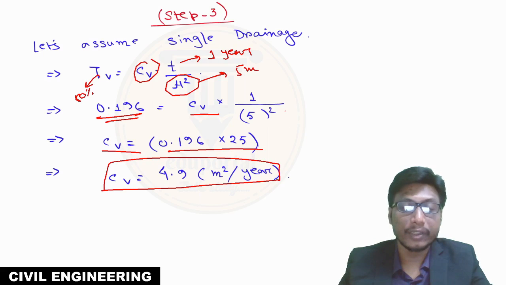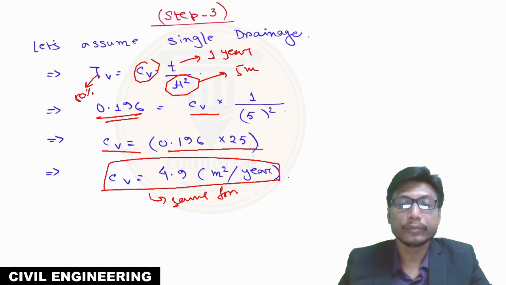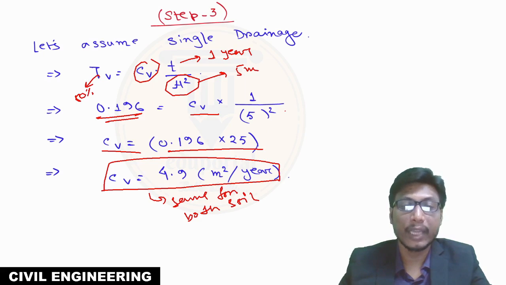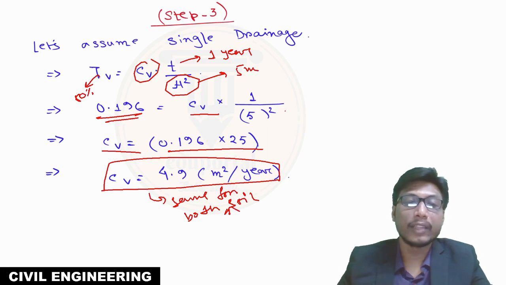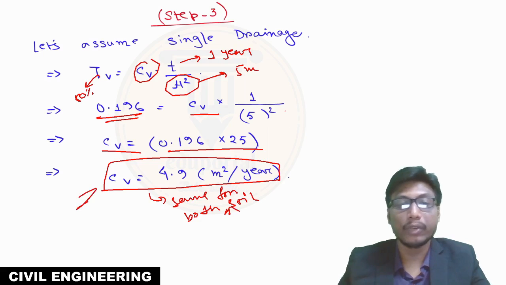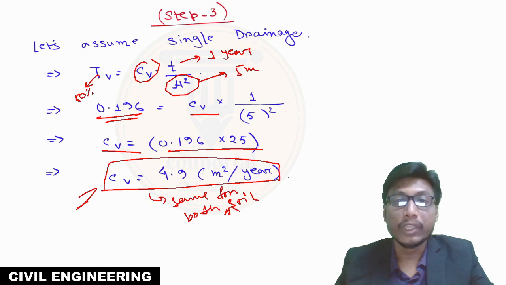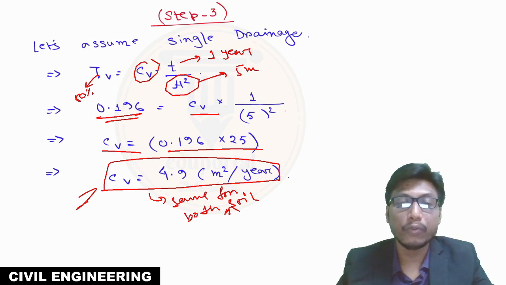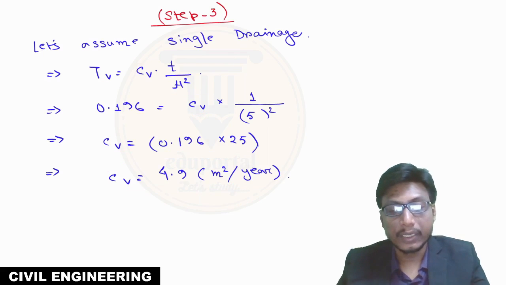meter square per year. This is the same for both soils, because both soil types are the same, so it depends upon the soil type. So it will be the same for both soils. We need to use this value again. So CV is equal to 4.9 meter square per year.